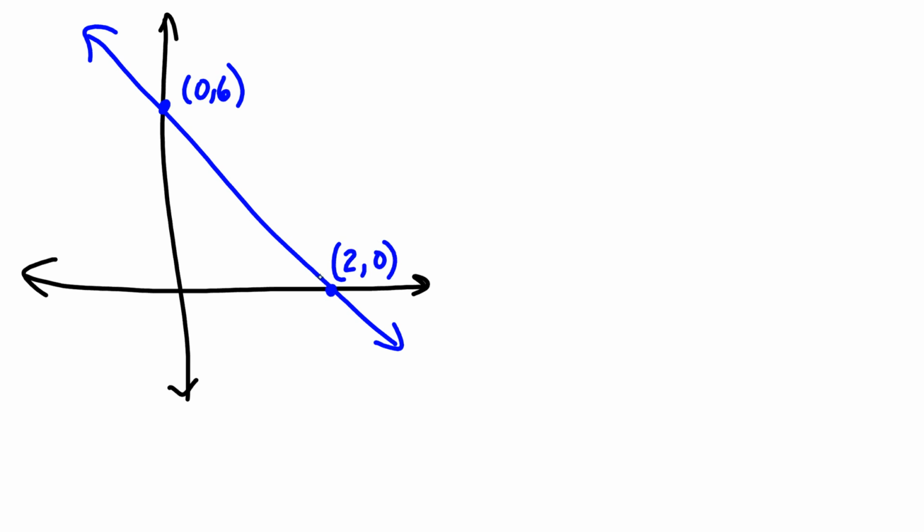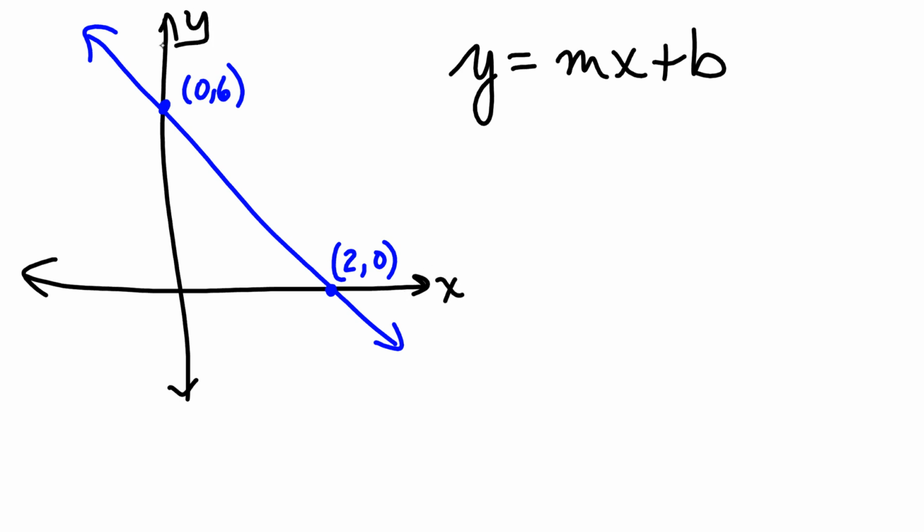Can we find the equation of that line? Sure we can. Of course we can find the equation of that line. The equation of that line is y equals mx plus b, and we know what b is, right? B is the y-coordinate of the y-intercept. That's the y-intercept because the x-axis goes across and the y-axis goes up and down. So the b value is the y value of the y-intercept, and that happens to be 6.